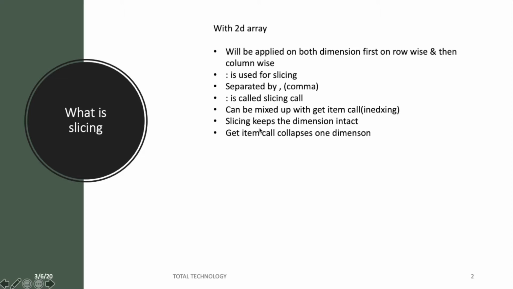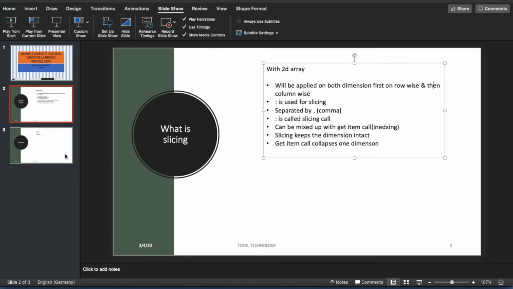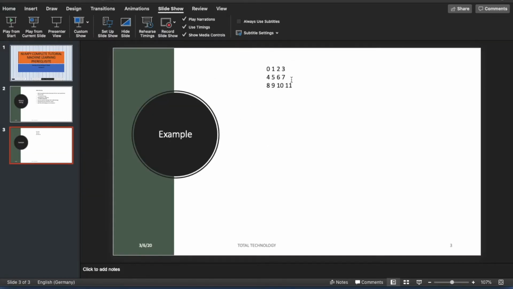I'll explain this. Slicing keeps the dimension intact. I have discussed this before, but I think I should discuss it in detail with the code. And the last one is that a get item call collapses one dimension. So whenever you use a slicing call, it will keep the dimension intact, but whenever you use a get item call, it will collapse one dimension down. For example, if you apply a get item call on a 2D array, it will return a one dimensional array. So I have a sample array 0 to 11.